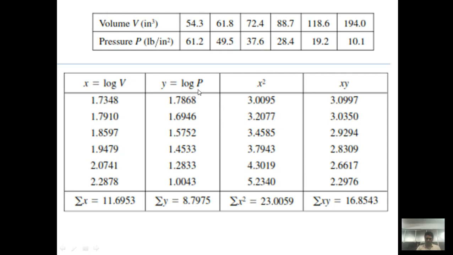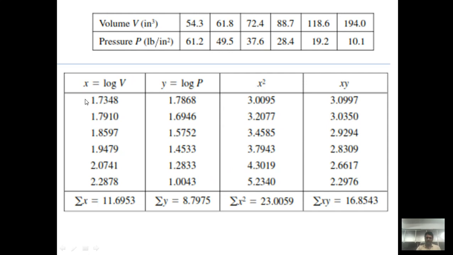Now, we have to talk about this cell. Say log of p, so log of 61.2, that is 1.7868. How can we obtain this cell? Say log of 49.5, that is 1.6946. Similarly, log of 10.1, that's 1.0043. So we get the values of small x and small y.